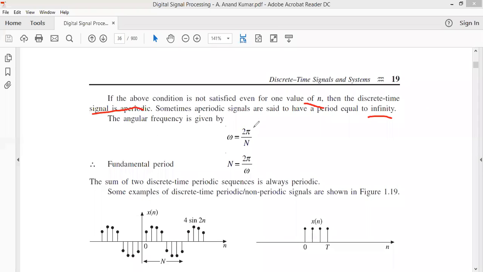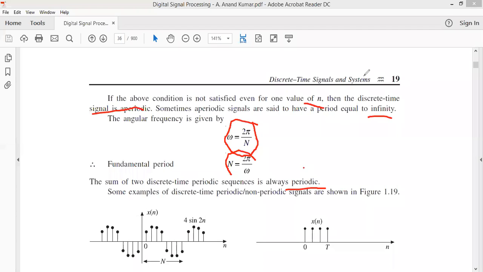How do we define angular frequency here? Angular frequency is defined as omega is equal to 2 pi by N. Now what is N here? N is called the fundamental period. So what is the N value? N is equal to 2 pi by omega. The sum of two discrete time periodic sequences is always periodic. If you are taking two periodic sequences x1 and x2 and you add those two, the sum is also always periodic. Now we'll see some examples here.